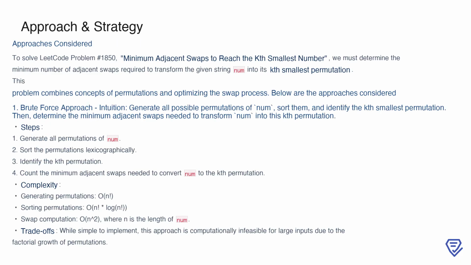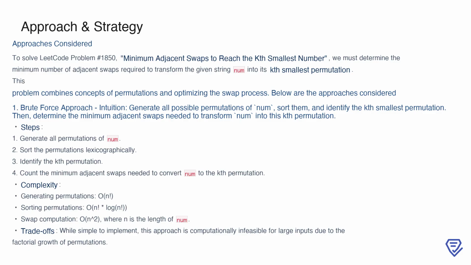To approach the problem of finding the minimum adjacent swaps to reach the kth smallest permutation of a number, we need to combine our understanding of permutations with strategies for minimizing swap operations. The first approach we consider is the brute force method. Here, the intuition is straightforward. We generate all possible permutations of the given number, sort them lexicographically, and identify the kth smallest permutation from this sorted list. Once we have the target permutation, we calculate the minimum adjacent swaps required to transform the original number into this kth permutation. However, the complexity of this approach is a significant drawback.